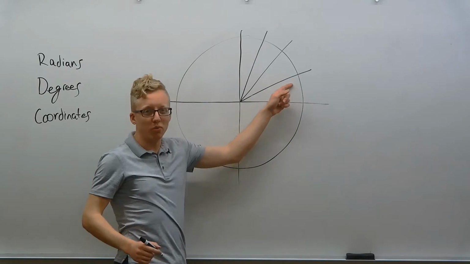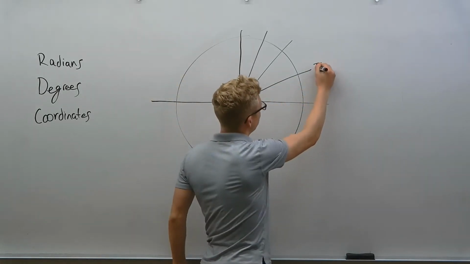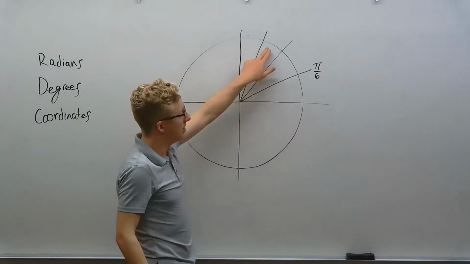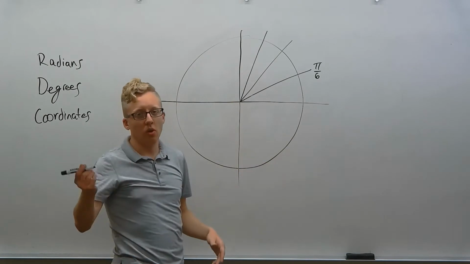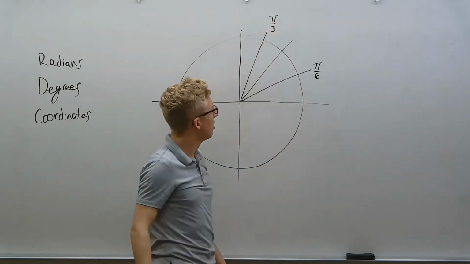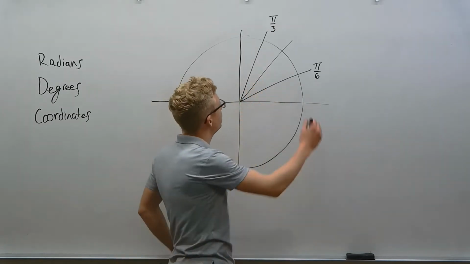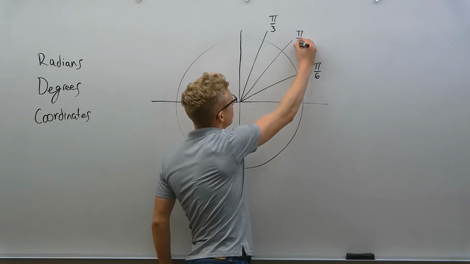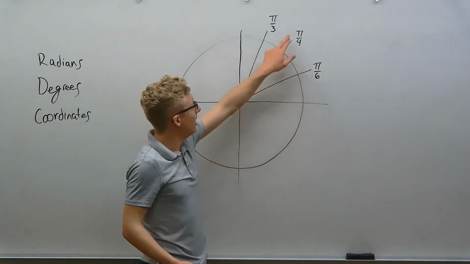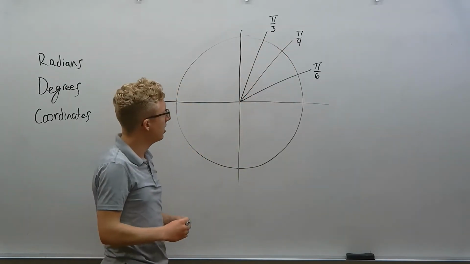Our first radian measure is going to be in pi sixths. And this one is going to be 2 pi sixths, or pi thirds. And this here is going to be pi fourths. Okay? I'm going to show you some patterns to see why this is going to make sense for the whole circle and how to memorize it more easily.